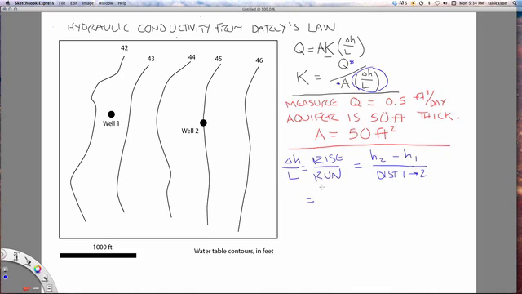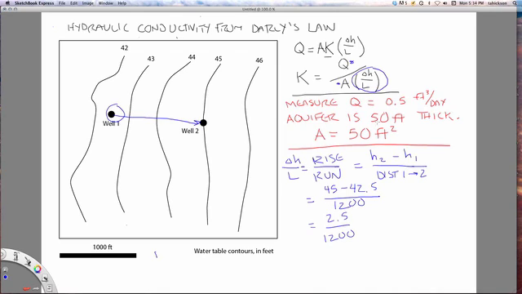So to get that rise, the elevation at well 2 is 45 feet. The elevation at well 1 is about right in between 42 and 43, so we would probably guess it was 42 and a half feet. And then the distance between them from well 1 to well 2 is a little bit more than 1,000, probably about 1,200 feet to estimate it. And so that gives us 2.5 over 1,200.